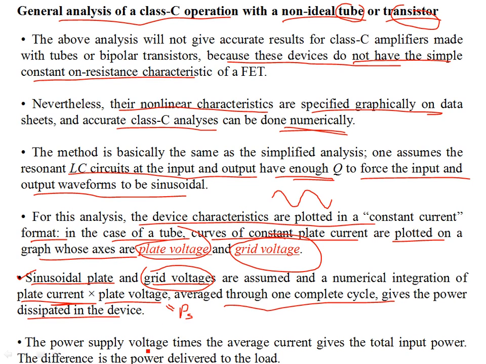The power supply, which is the voltage times the average current, gives the total input power. Okay, that's the supplied power. And if you deduct from this power the power dissipated in the device, this gives the difference. This is the power delivered to the load. Okay, this is the power delivered to the load.